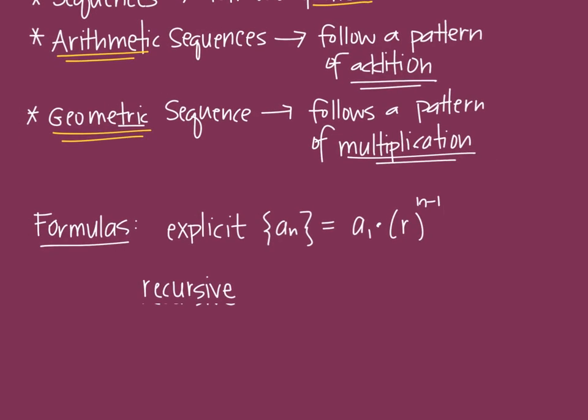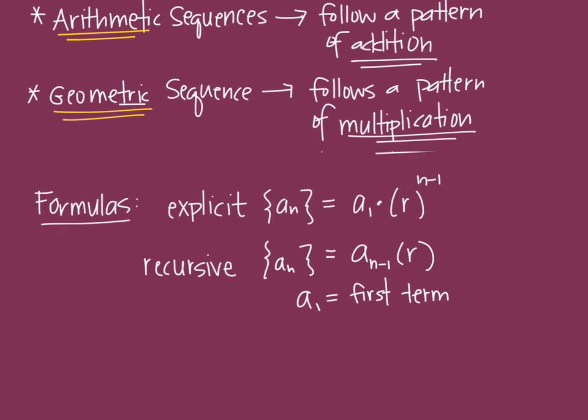The recursive formula, a sub n, will be a sub n minus 1, so that's the subscript, times R. And then we also have to identify what the first term is, like you always need to do within a recursive. And so then you will clearly state what the first term is in the pattern. And then you follow it by repeated multiplication over and over and over again.